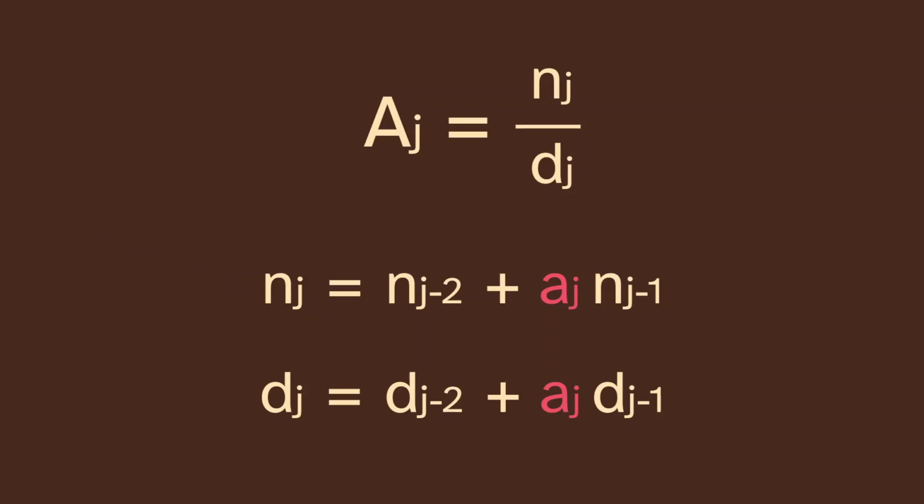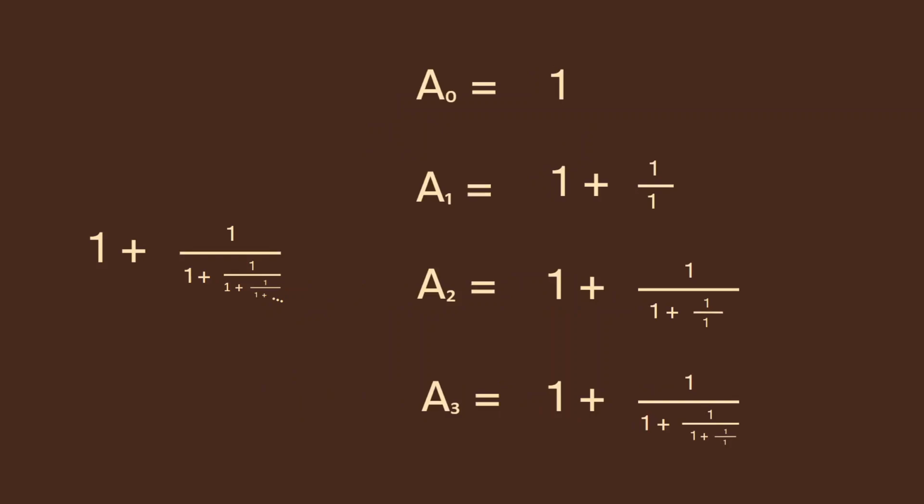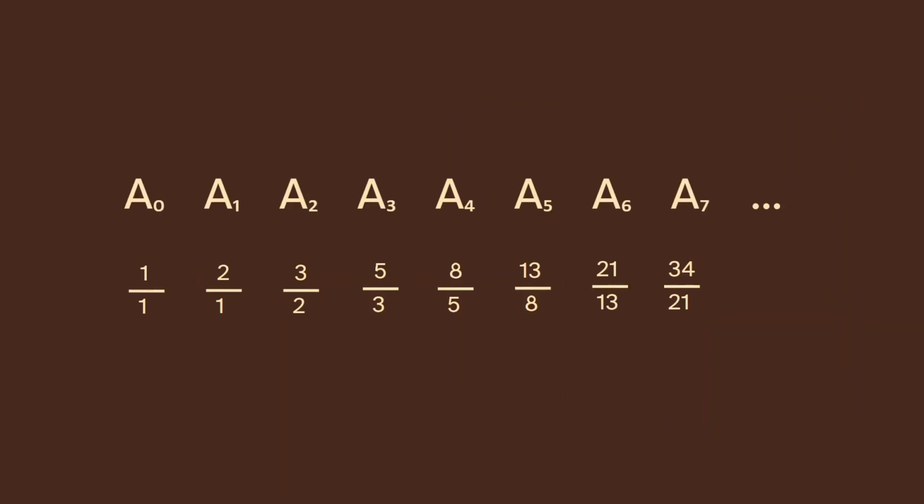But the case where that a sub j doesn't matter, when the continued fraction is just all ones, then our sequence just uses Fibonacci numbers. And here's that sequence a little further.